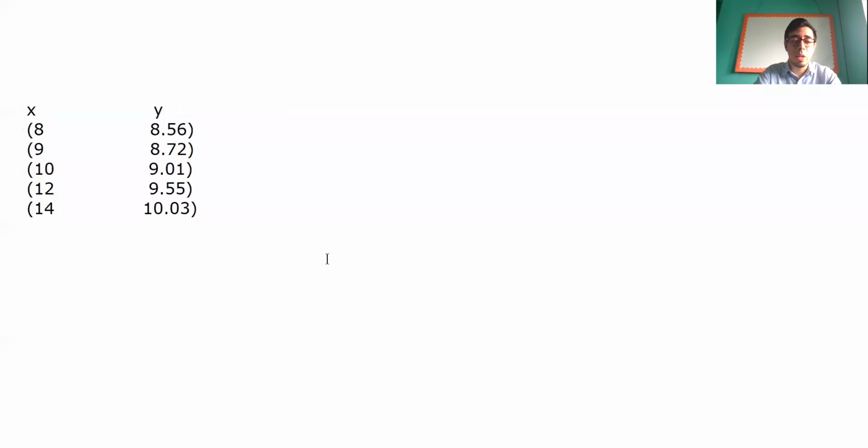Now you can go to step 2 on the right part of the book. Step 2 is to use an arrow diagram to match each input value to its output value. And we have this, right? We have this number related with this one, this number related with this one, 10 is related with 9.01, 12 with 9.55, and 14 related with 10.03. This is a function because you only have one value of X related with one value of Y.